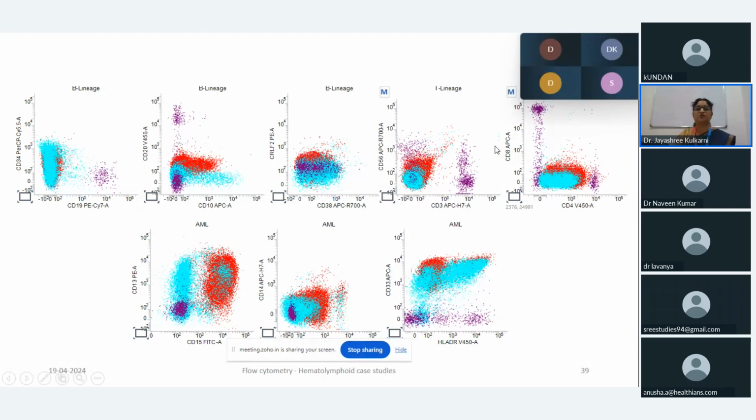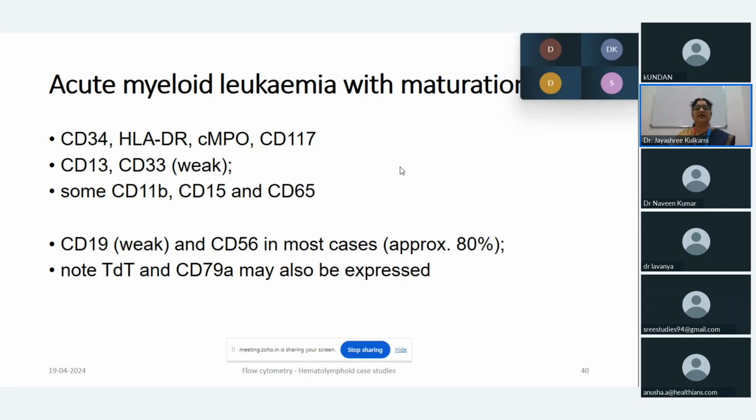All right. So this is a simple case of AML with maturation. So what did you see? Your immaturity markers were CD34, HLA-DR, cytoplasmic MPO, CD117, and CD13 and CD33 were positive. Now, CD19 can be weakly positive and CD56 can also be an aberrant marker in AMLs.